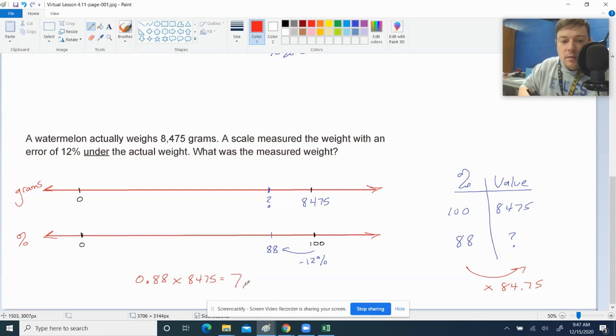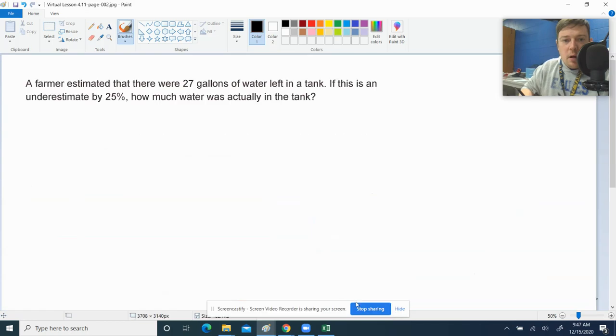So 7,458. That was what the scale read, but the watermelon actually weighed this much. It was off by 12% of its actual weight. And that's the error. This distance right here is the error that we're looking for. How much space between 100 and the decimal that's there. Okay. One more problem, then we'll call this quits for today.